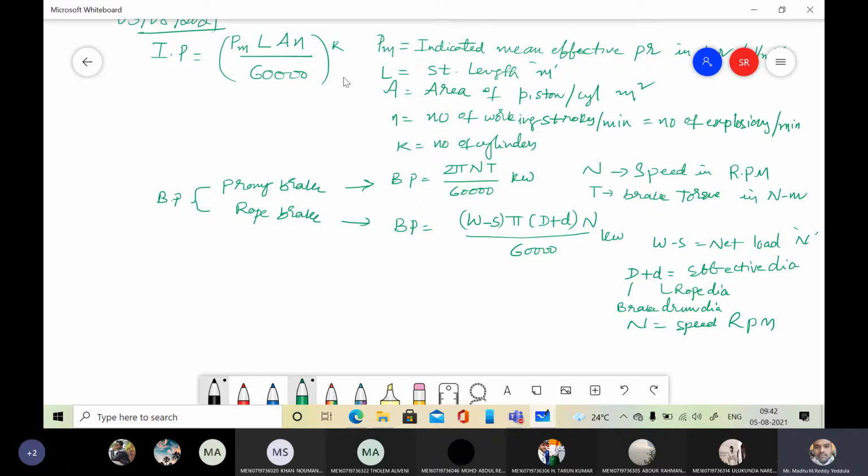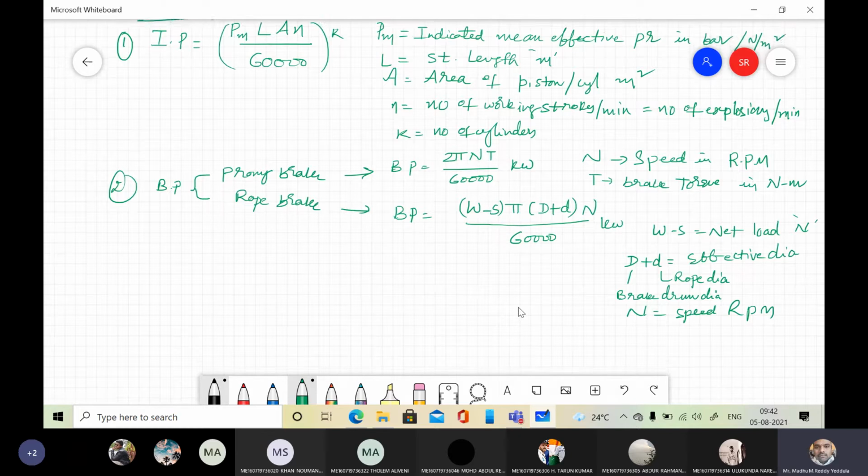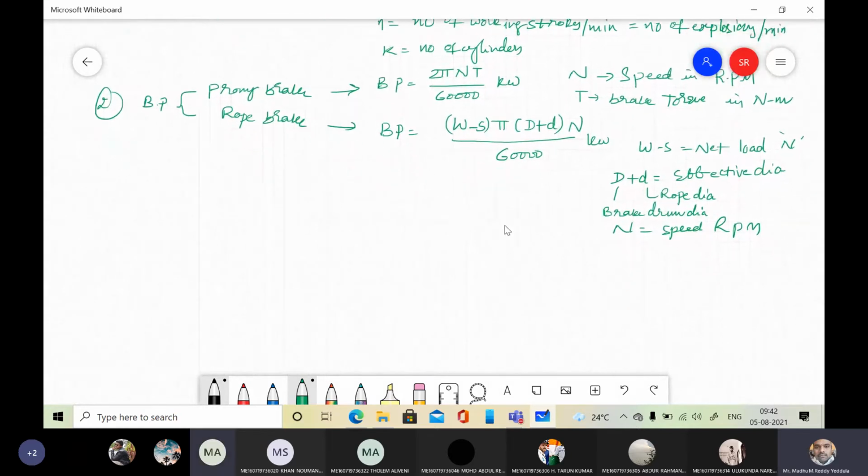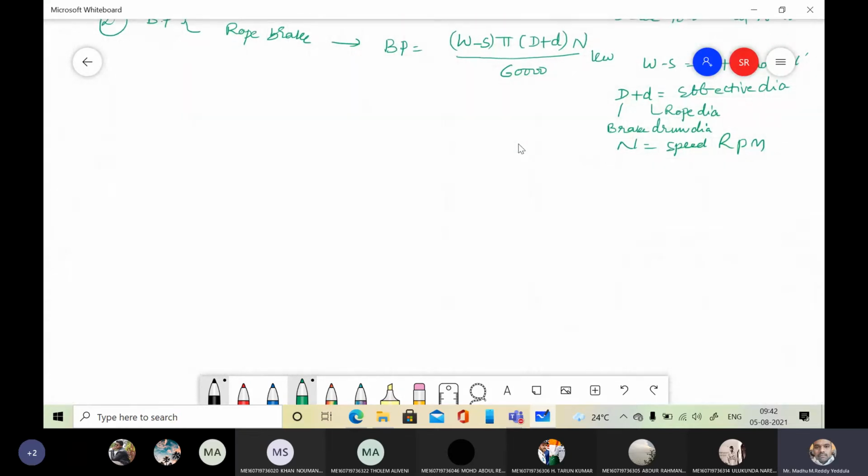Right, so clear? Second formula, how to calculate the brake power. Please respond. Yes, sir. Right.